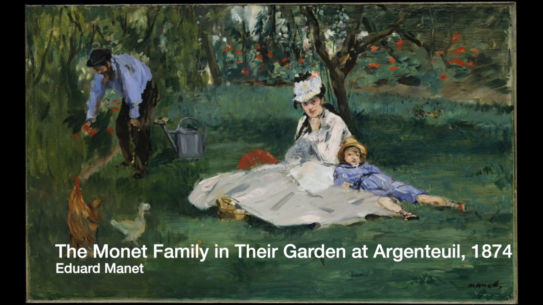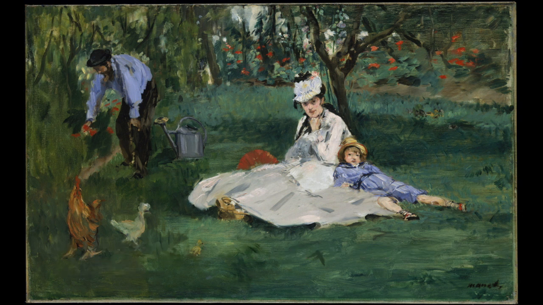This is the Manet family in their garden at Argenteuil in 1874. It's a painting by Edouard Manet, not to be confused with Monet. The little A there makes them quite different. And as we're looking at this image, I think we initially see the woman in the center in the white dress. Again, a similar sort of idea to the Horvat photo we just looked at, right?